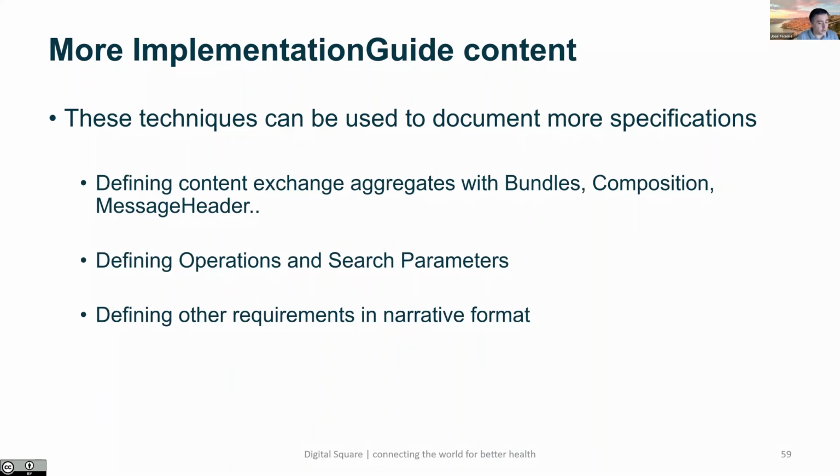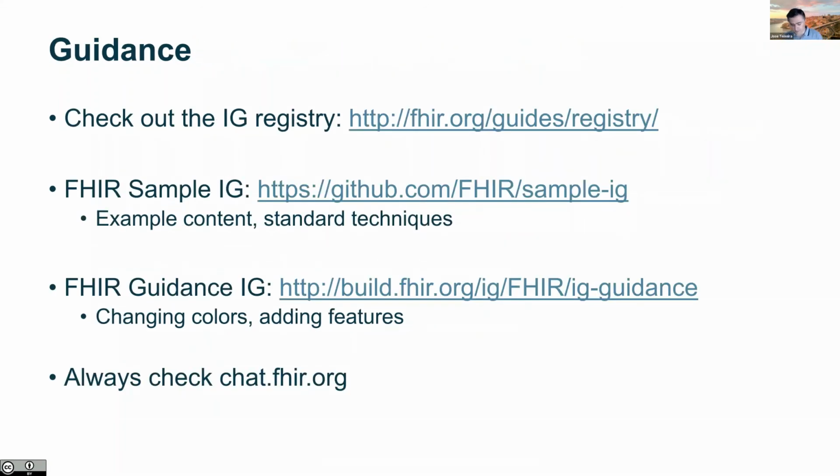You can define other requirements in a narrative format. For example, if there's a requirement like no patient can have the same allergy twice in the server, that's very hard, to my knowledge, to define in a FHIR implementation guide, although it would be nice. But that's very easy to write some text and say, whoever implements this, they shall make sure that no duplicate allergies exist.